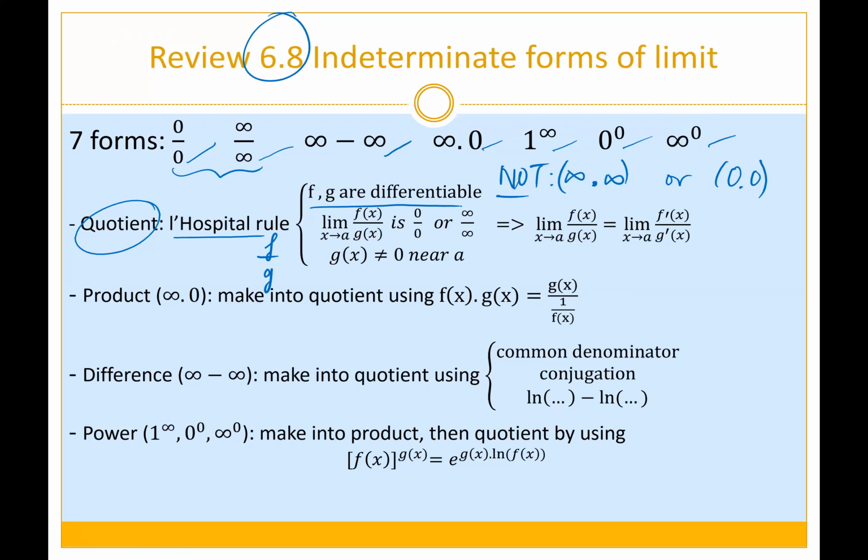You also have to make sure that it's in one of the 2 quotient forms of the 7 indeterminate forms of limits. Then the denominator, the limit as x approaches a of g(x), is not 0 as well, because if it is, it violates the conditions for applying this rule, but usually this is not a problem.